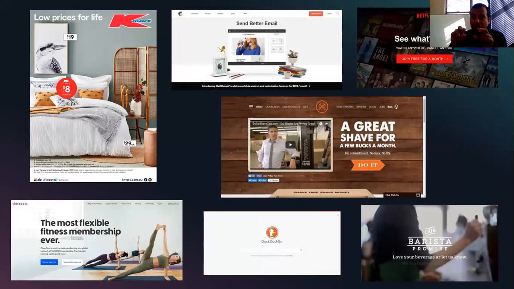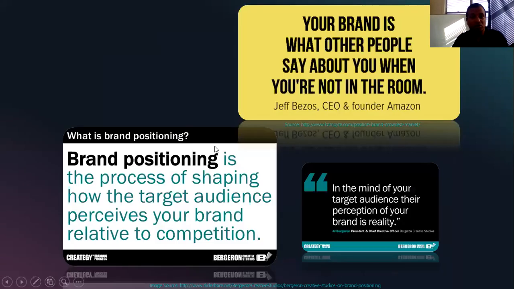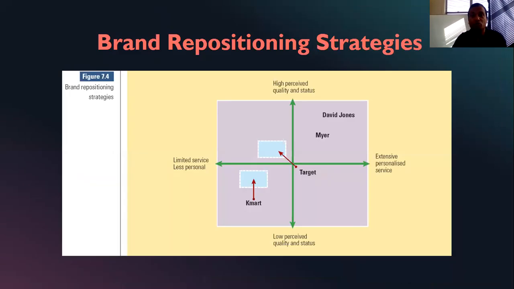So these are their positioning statements, like send better email and all. So you will see lots of positioning statements if you Google their respective company-specific websites. You will see the way they have positioned themselves. So I was talking about brand positioning, and there are brand positioning strategies.